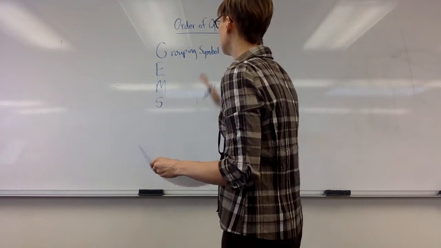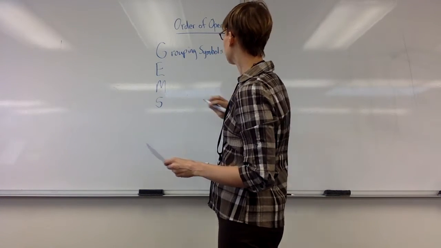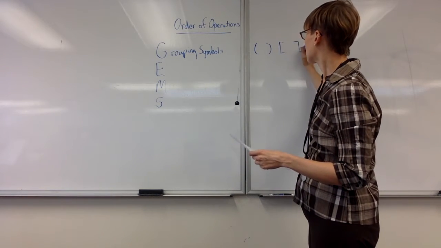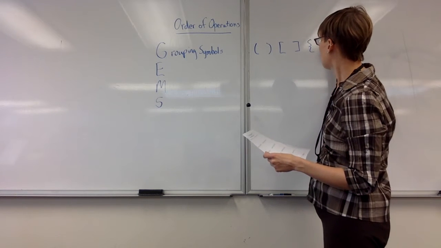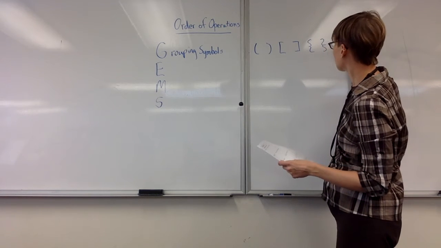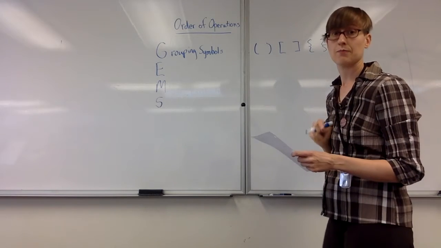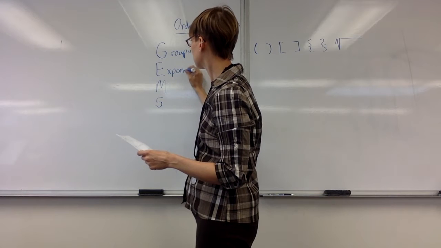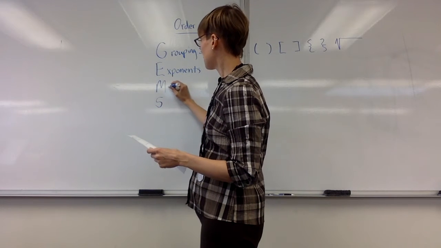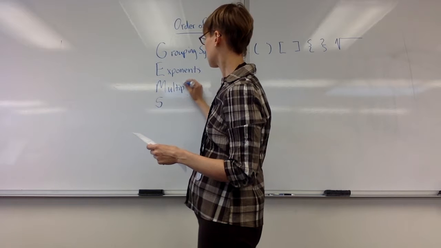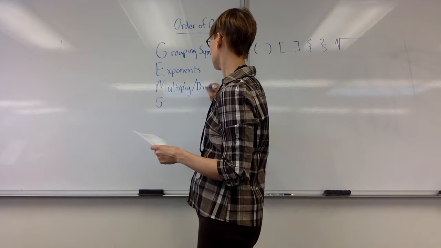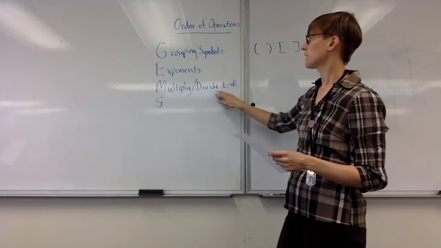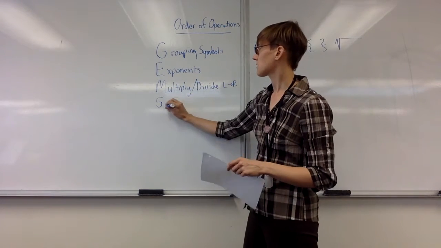Okay. So G is for grouping symbols, and grouping symbols include parentheses, brackets, and braces, and anything underneath a square root sign. The E is for exponents. The M is for multiply and divide, left to right. Please remember this is one step and we do it left to right.